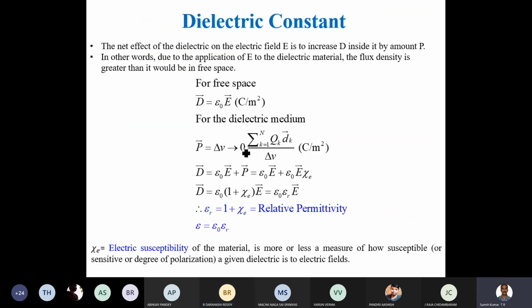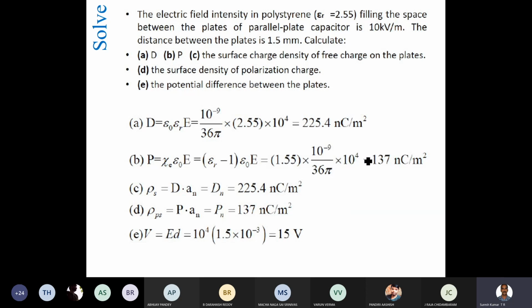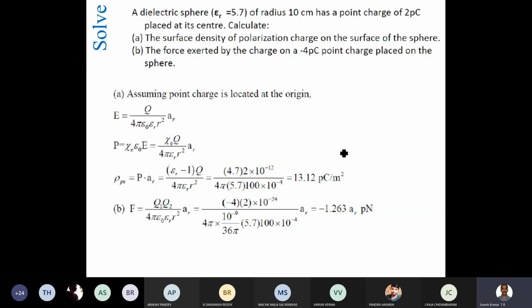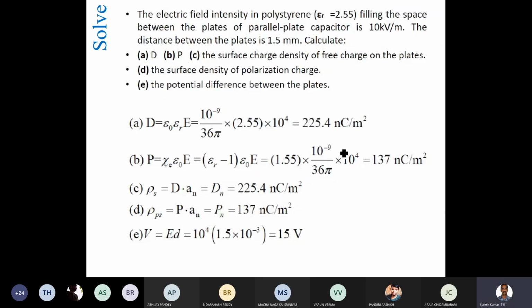So from now, instead of this, the equation we will take is D vector equal to epsilon E vector. Maybe with this slide I will close. Just go through this example.